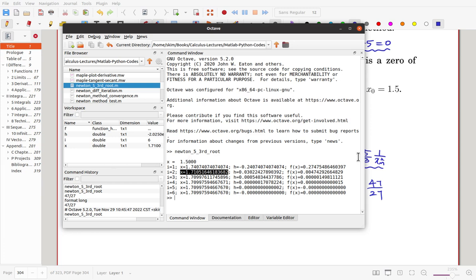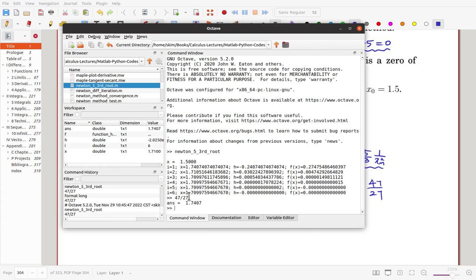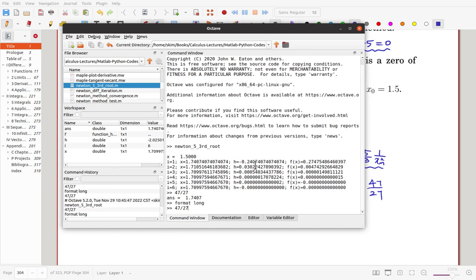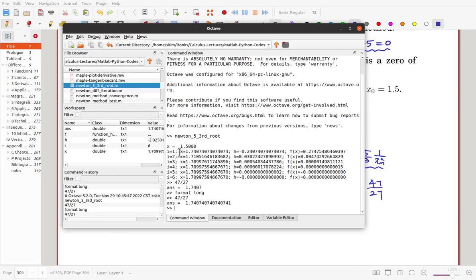Okay, in our computation, x1 is 47 divided by 27. Let's try to measure the numeric value for that. 47 divided by 27, yes, short form. Now let's make a long format, and again we write it over there. And this x1 is the same as that, right? They are the same, so it's the correct answer.